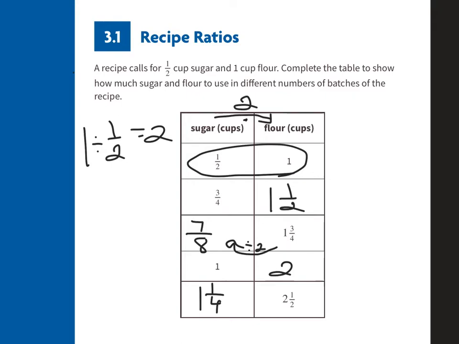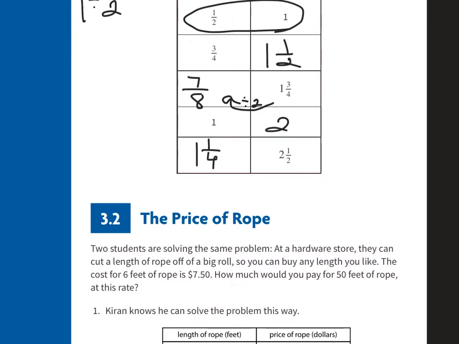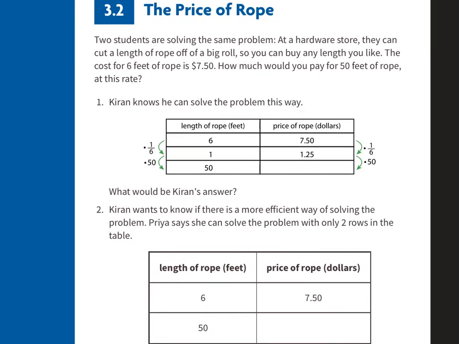Page 24, 3.2. So it says the price of rope. These 2 students are solving the same problem. At a hardware store, they can cut a length of rope off a big roll, so you can buy any length you like. The cost for 6 feet of rope is $7.50. How much would you pay for 50 feet of rope at this rate?